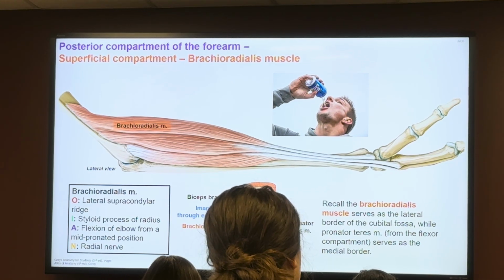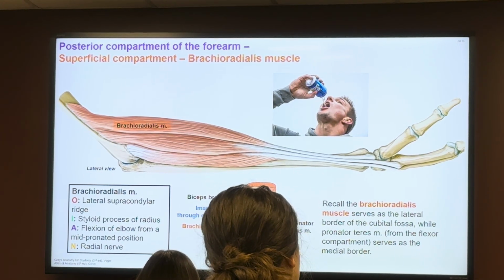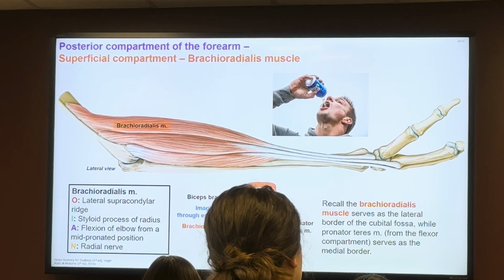So remember, if we're talking about the cubital fossa, on the medial side of the cubital fossa, the boundary is pronator teres. On the lateral side of the cubital fossa, the boundary is brachioradialis. And that's coming from this lateral side out here. So the brachioradialis, you can see the muscle coming off really high. It's technically a little higher than the lateral epicondyle. It's up on that lateral supracondylar ridge. And you can palpate it.